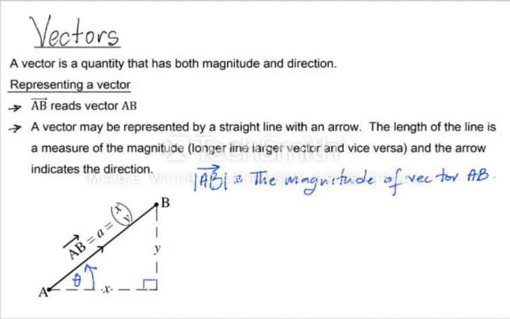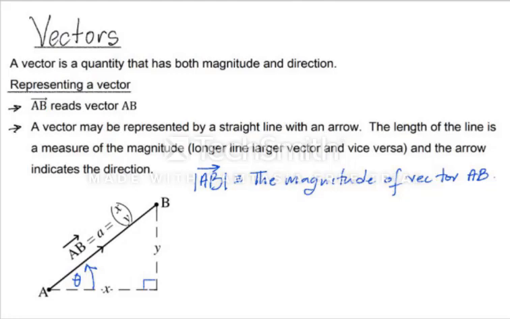How do we represent a vector? First of all, if you have, for example, AB with an arrow over it, that reads the vector AB. Now, a vector may be represented by a straight line with an arrow.